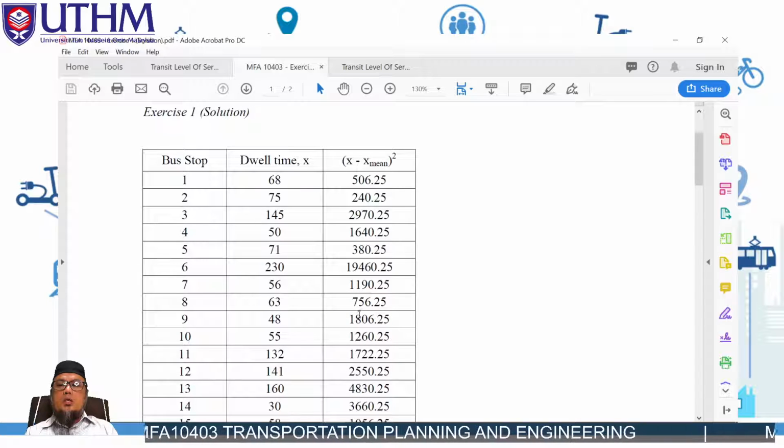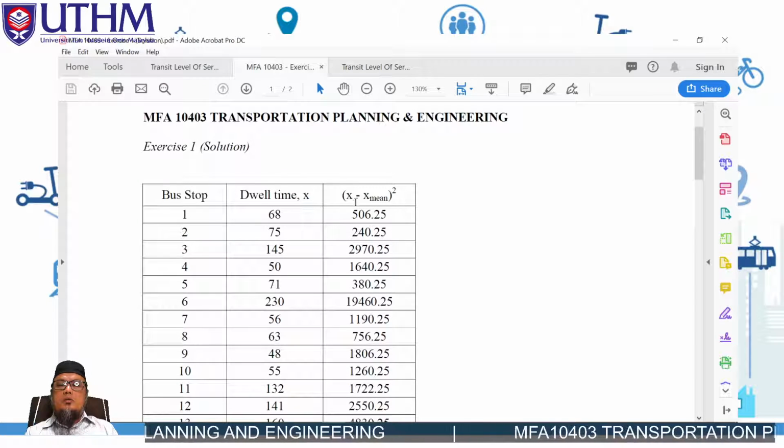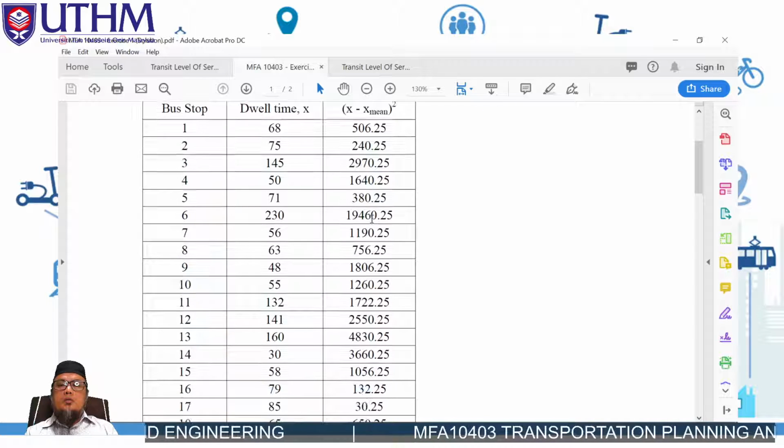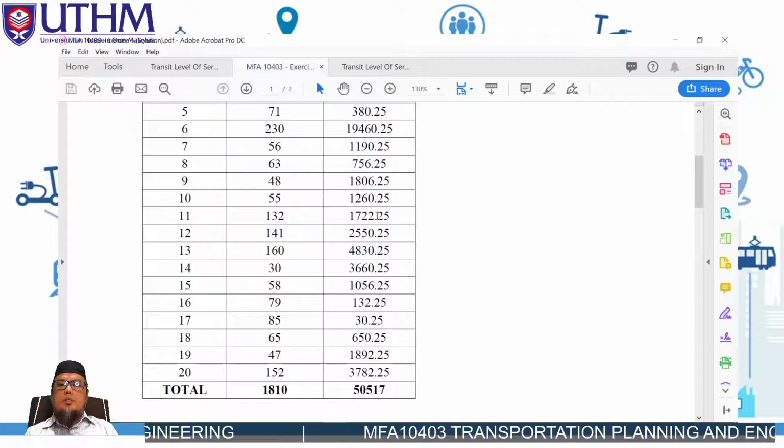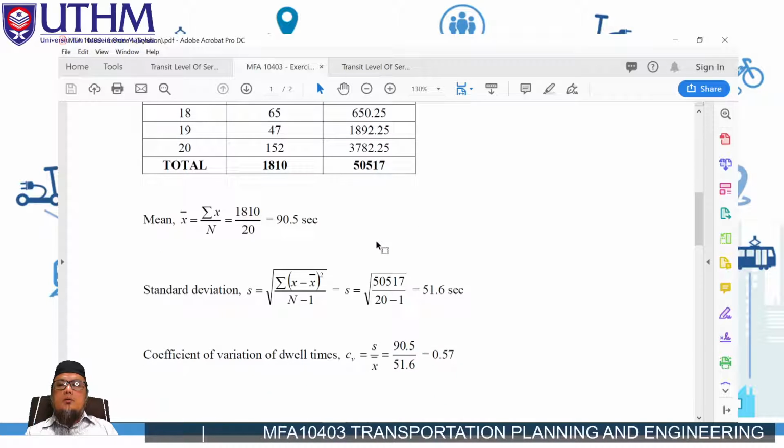To calculate the next one, we deduct the value of each dwell time for the bus stop with the mean, then we square it. Don't worry about the minus, because when you square, the value becomes positive. So we calculate all the values from this bus stop until the 20th. Then we can determine the standard deviation first. We need the standard deviation divided by the mean, then we can obtain the coefficient of variation.